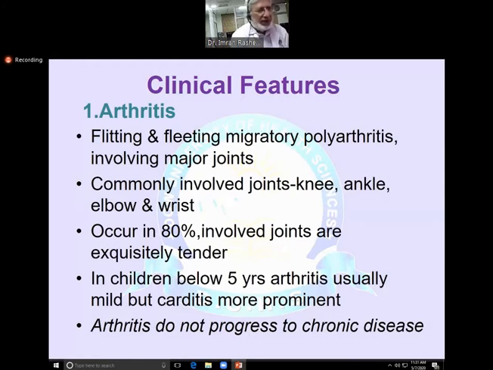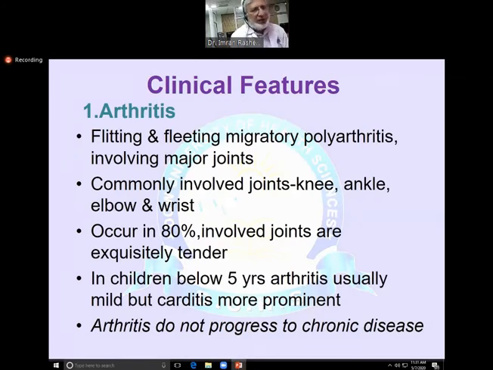In children below 5 years, arthritis is usually mild, but carditis is more prominent. So if someone develops rheumatic fever under the age of 5 years, the arthritis will be mild, but carditis will be more prominent. But if a child develops it after the age of 5 years, then the chances of carditis will be less and arthritis will be more.